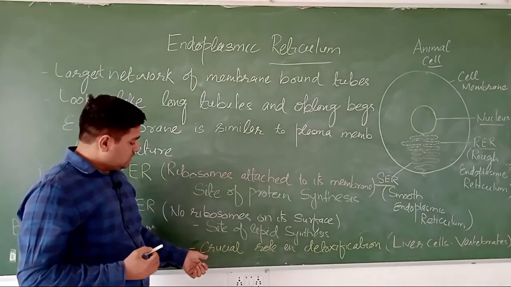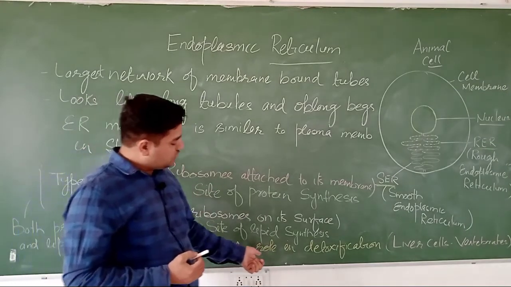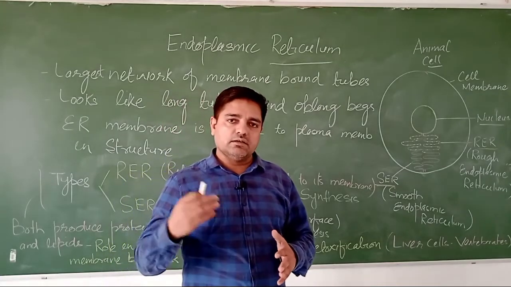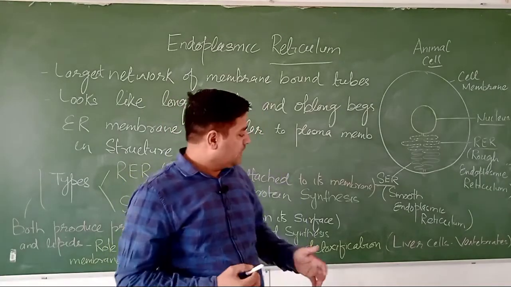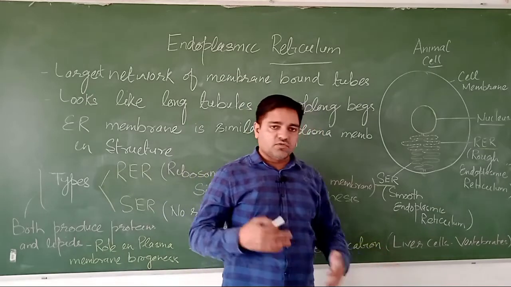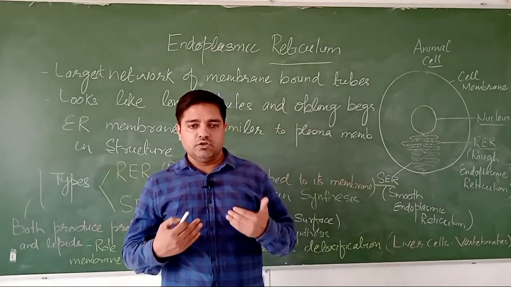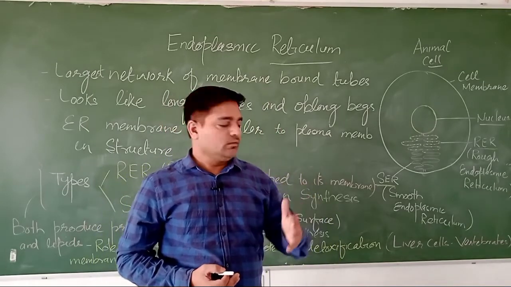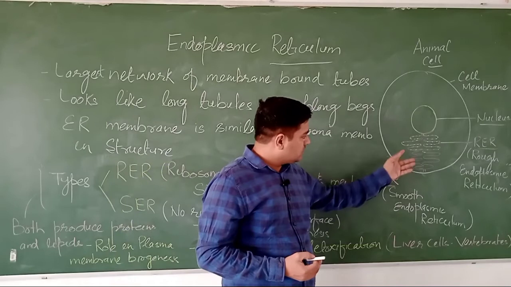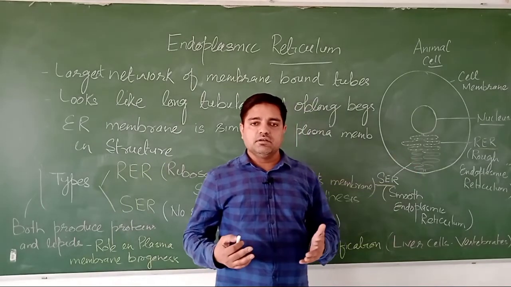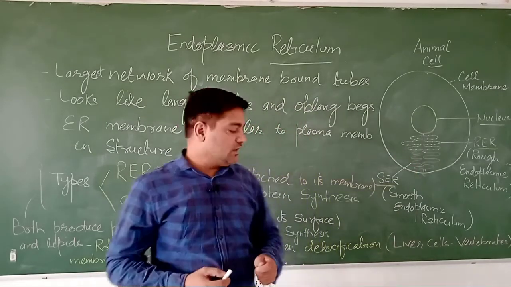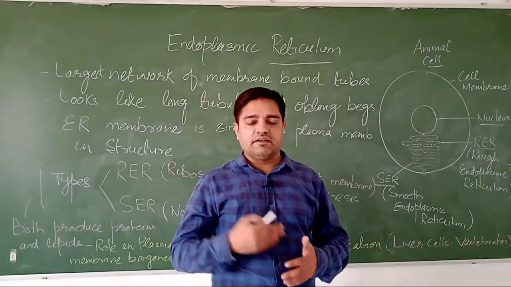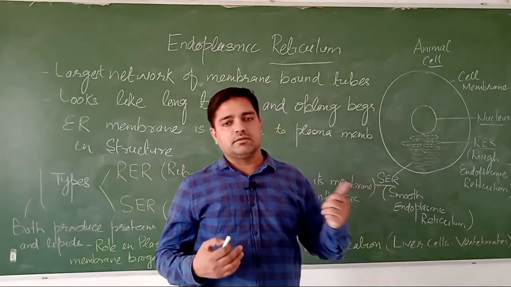The second function of the smooth endoplasmic reticulum is to detoxify the cell. It plays a crucial role in detoxification. SER is present in the liver cells of vertebrates. So in human cells, especially in the liver cells, these organelles are present, which are responsible for the detoxification of poison and toxic substances like drugs and other poisonous substances.